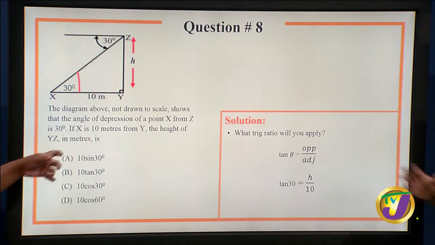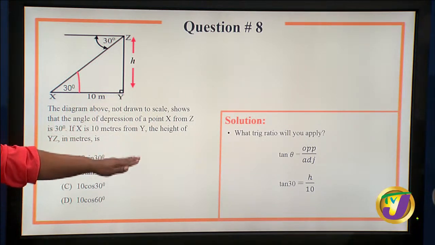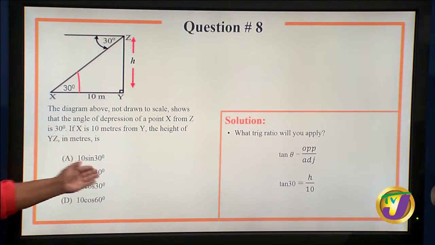We can eliminate A, C, and D. But if you don't want to do that, it's okay to do your working out, as you have there on the board, and come up with your answer.